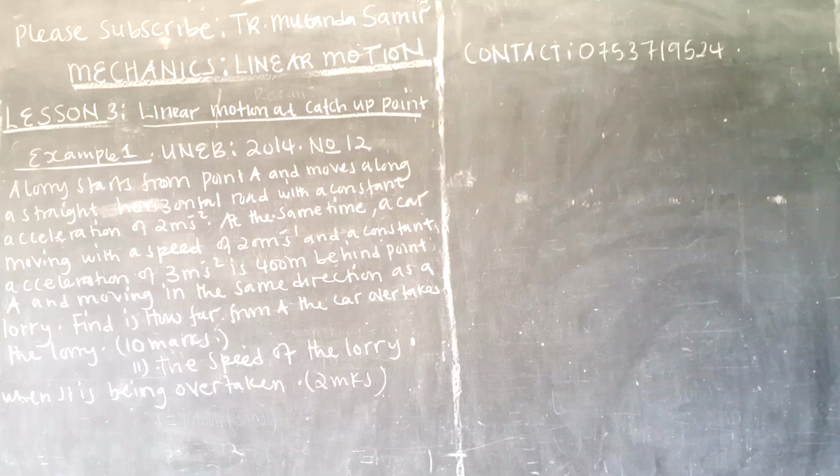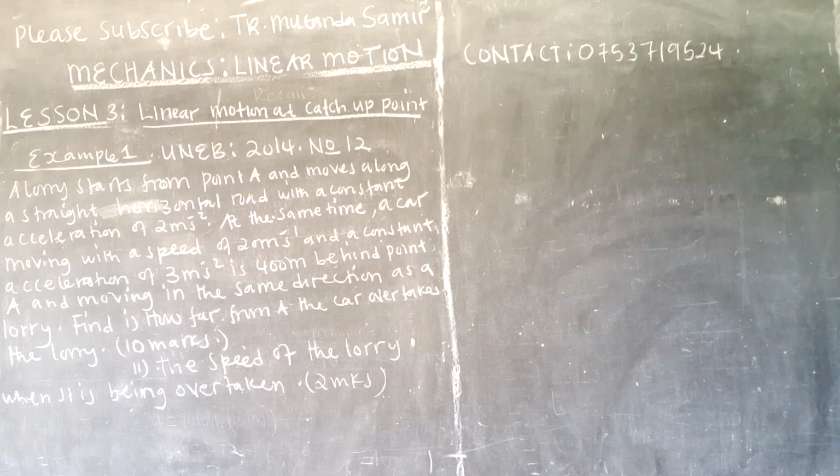Okay, so we have another question, the last one. That was up to number 12 of 14. They're saying that the lorry starts from a point A and moves along a straight horizontal road with a constant acceleration of 2 meters per second squared. Please, the words constant acceleration mean that you're going to use the other three equations of motion. Some people make a mistake, thinking that constant acceleration means maybe velocity is 0. No, constant acceleration only means you're going to use the other three equations.